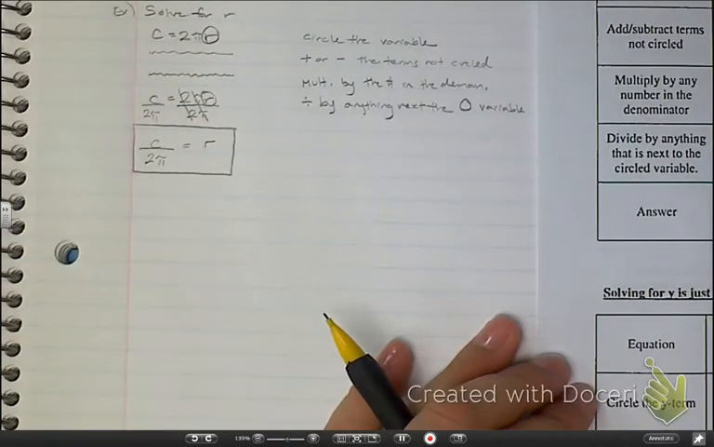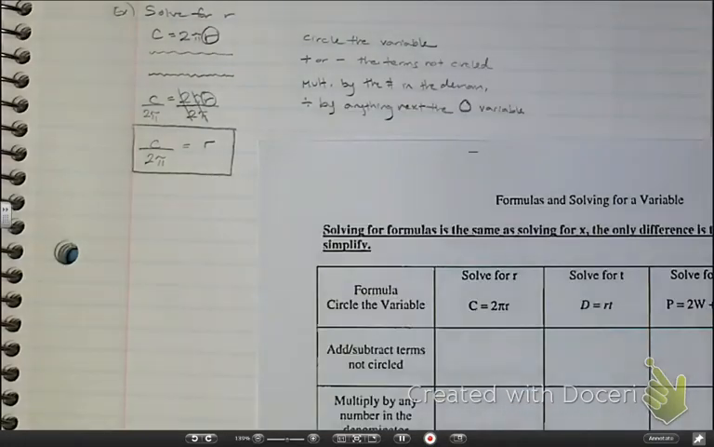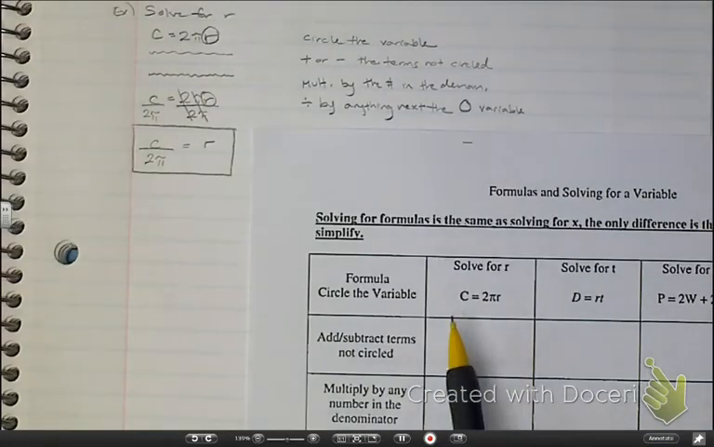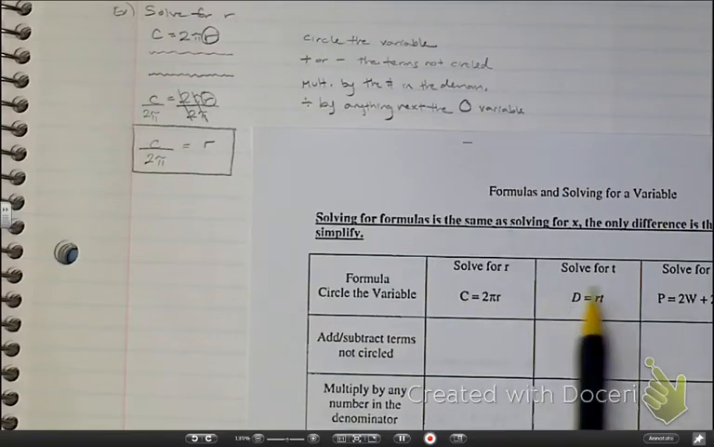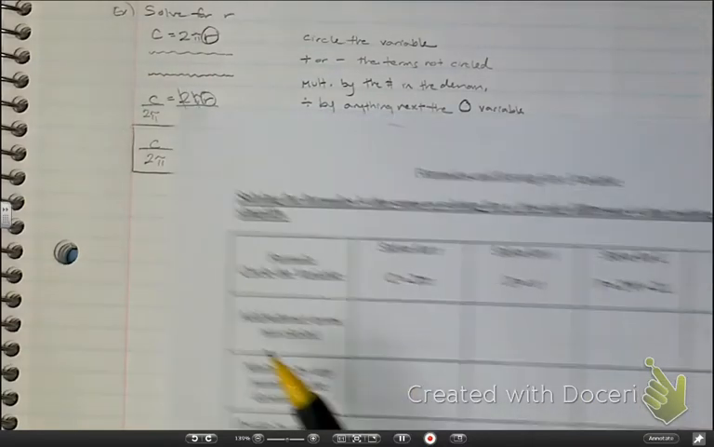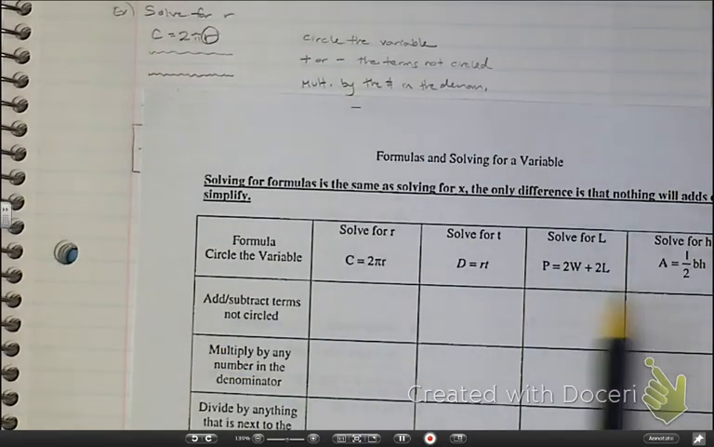So we did the first one together. This is the formula for circumference of a circle. I want you guys to go ahead and pause the video and do this one right now. So solve for t in this equation here. All right, when you guys are ready to move on, remember we're going to do these two tomorrow during class.